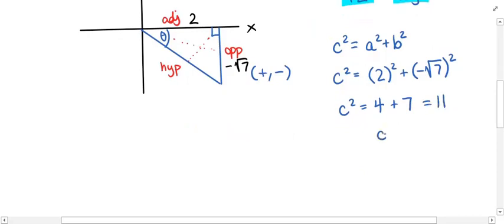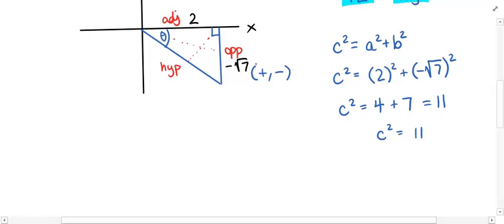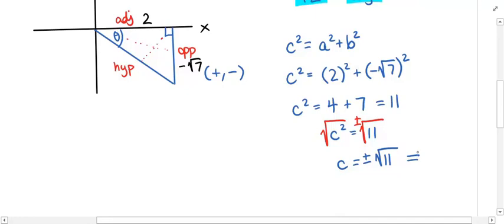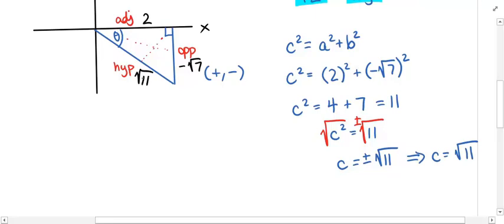c squared is 11. If you take the square root of both sides, and on the right side make sure you put the plus or minus out front, then on the left the square and the square root cancel, leaving you with c. The possible values of the hypotenuse are plus or minus the square root of 11. But remember, the hypotenuse is always positive, so the c value has to be the positive square root of 11. And we can go ahead and label that in the triangle.